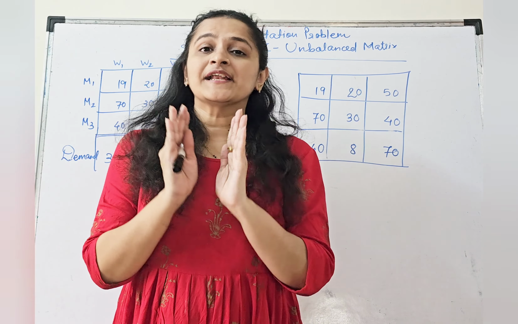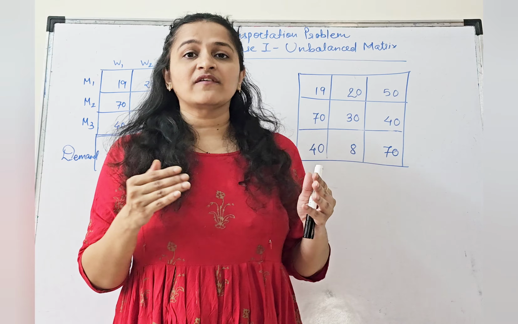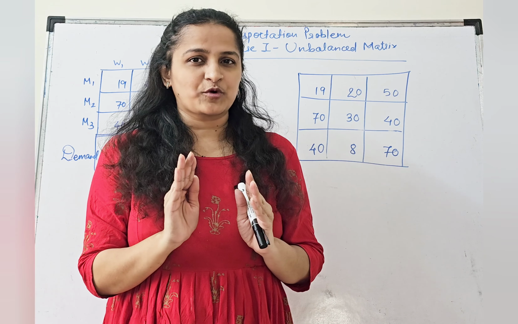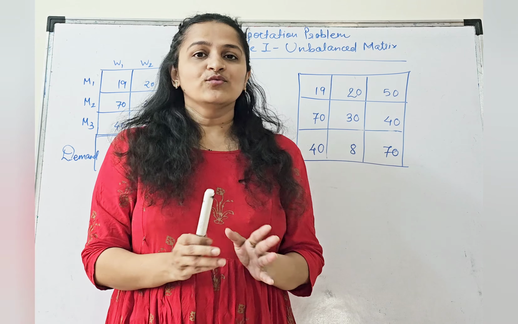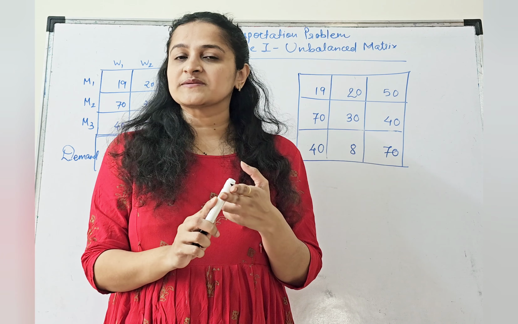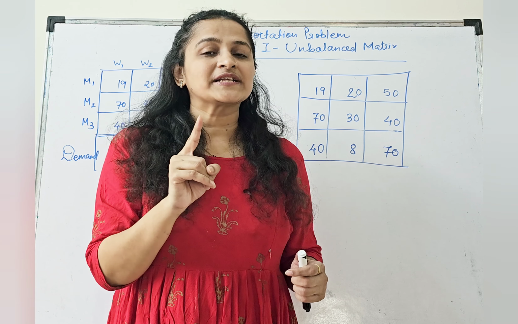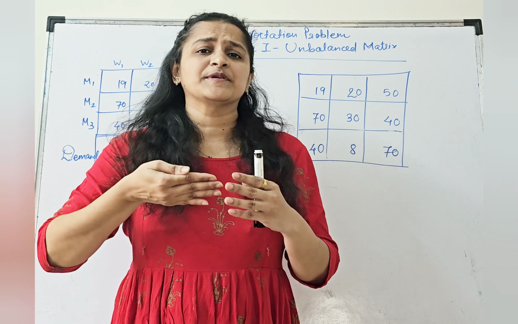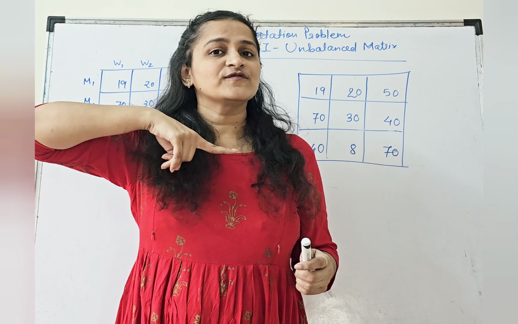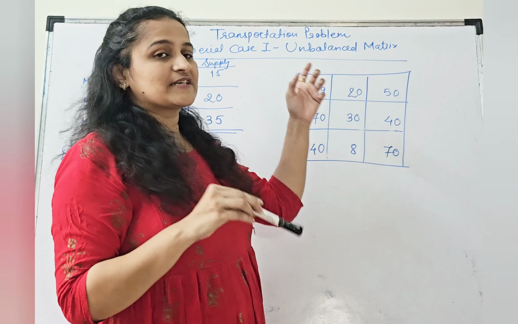In this video we are going to see the special case 1 of transportation problem, which is the unbalanced matrix, right? We have seen many videos and covered all the concepts from transportation problem. We have seen 3 methods to find the initial solution: northwest corner method, Vogel's approximation method and least cost method. We also have seen the Modi method, which is used to find the optimum solution. We have seen the practice examples also, so you can go through all of those videos if you have not yet watched. Now in this video we are going to cover the special cases.